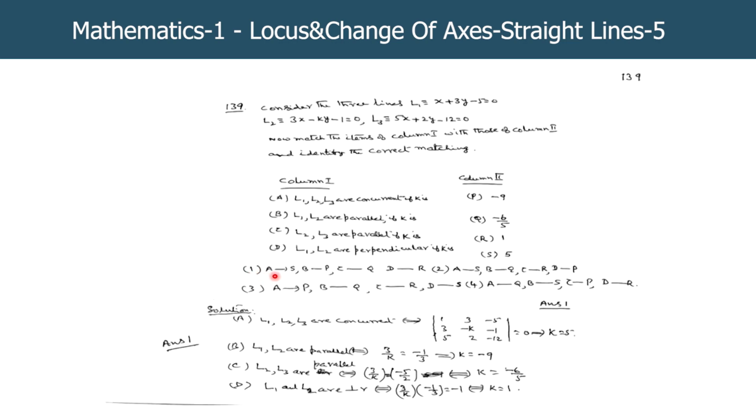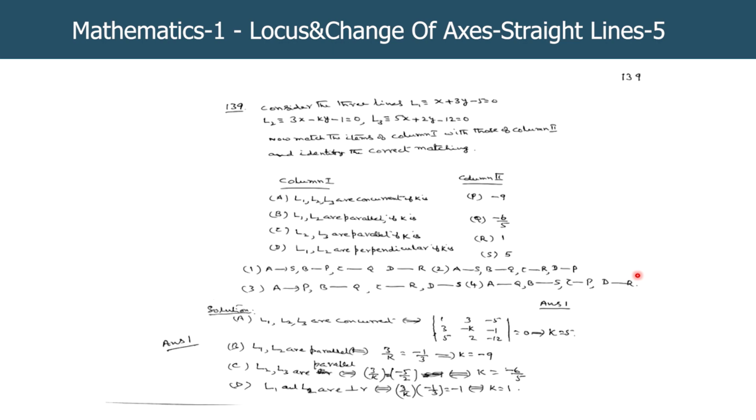In option 1, the pairing is A to S, B to P, C to Q, D to R. In option 2, A to S, B to Q, C goes to R and D goes to P. In option 3, A goes to P, B goes to Q, C goes to R, and D goes to S. And in option 4, A goes to Q, B goes to S, C goes to P, and D goes to R. Among them, you have to identify which option is correct.